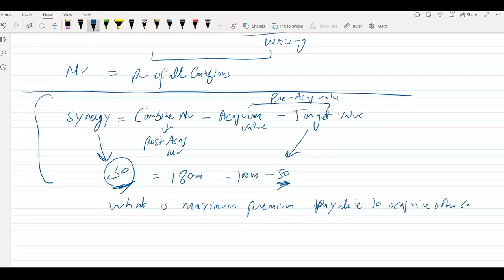ठीक है. Synergy क्या है? Combined value minus individual values. Synergy is the maximum benefit. Maximum premium क्या है? Is the synergy. यही है जो आप maximum दूसरे को दे सकते हैं. Okay. That's business valuation. Any question, guys?